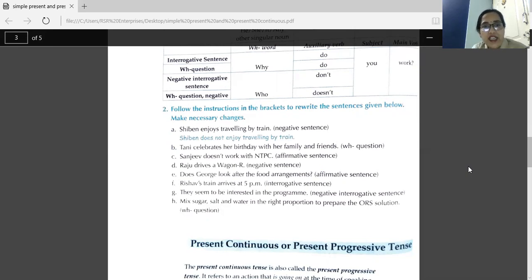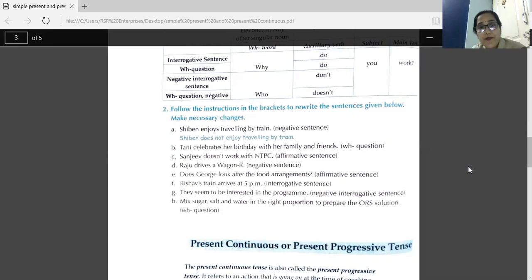D, Raju drives a Wagoner. Change it to a negative sentence. Raju does not drive a Wagoner. E, does George look after the food arrangements? You have to write it as an affirmative sentence. This is interrogative. You have to write it as affirmative. So your answer is, George looks after the food arrangements. Full stop.